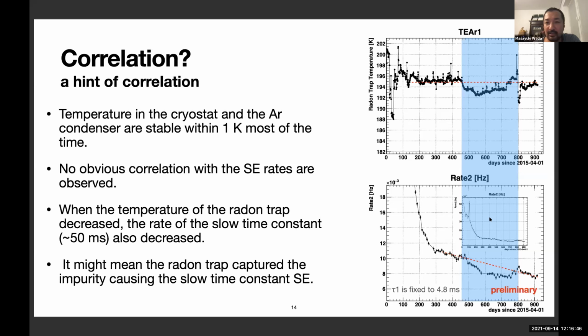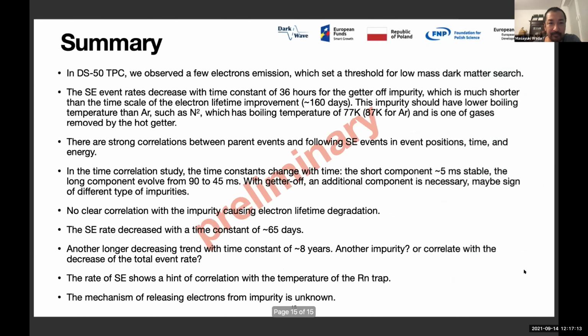This is really preliminary, but we saw some correlation. We checked all the parameters of the detector, and we found some hint of a correlation between the radon trap temperature and the long time constant component. You see there's some hint of this feature, but this is really preliminary. So we're going to check this hypothesis in a separate setup.